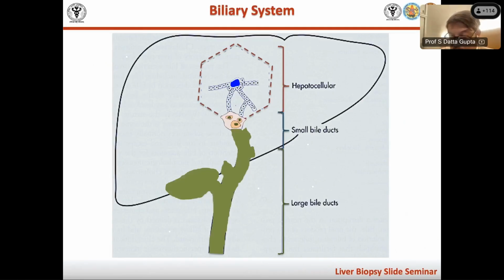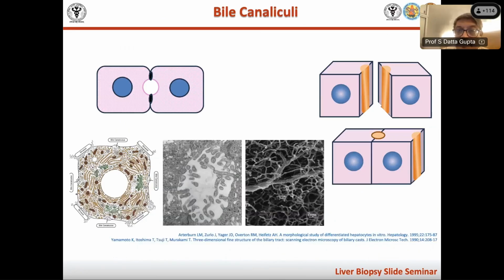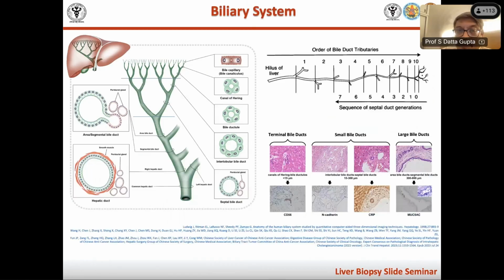We'll just go to the bile ducts. So you see, these are the bile ducts. You have the large bile ducts, mainly outside the liver, small bile ducts, and the hepatocellular canaliculi. So this is how it is in the liver. Two adjacent cells cup together and form canaliculi. Right? The canaliculi are formed by the hepatocytes themselves. There are no separate cells there. It's almost like two grooves joining together to form canaliculi.